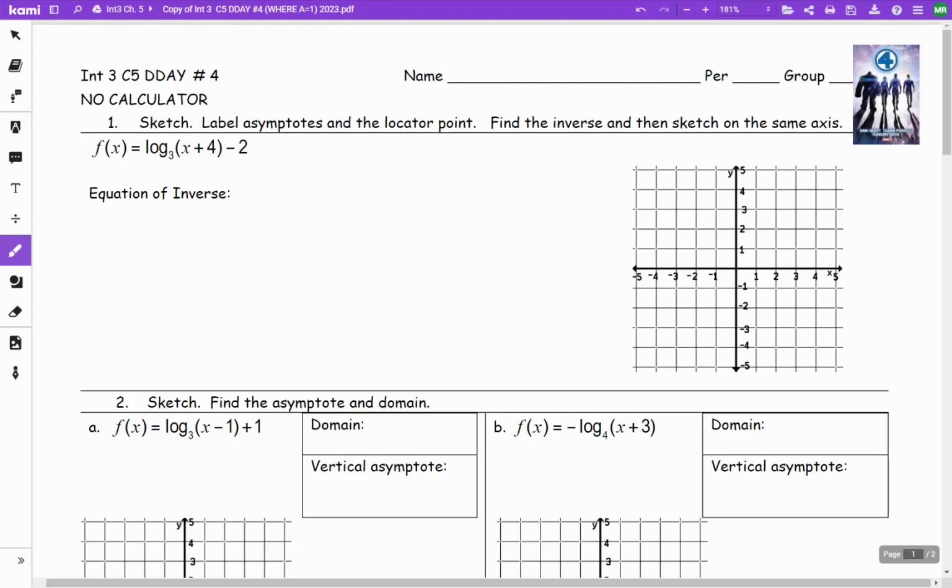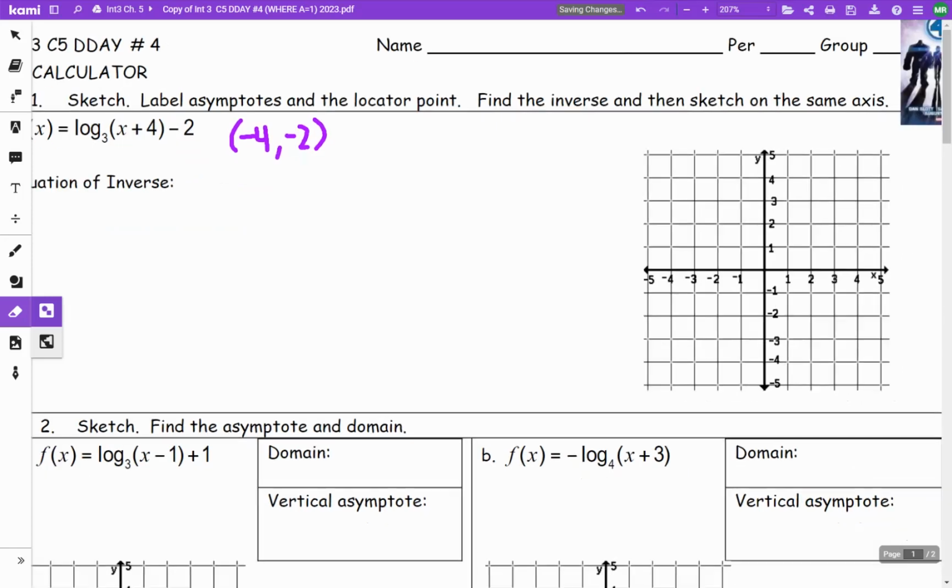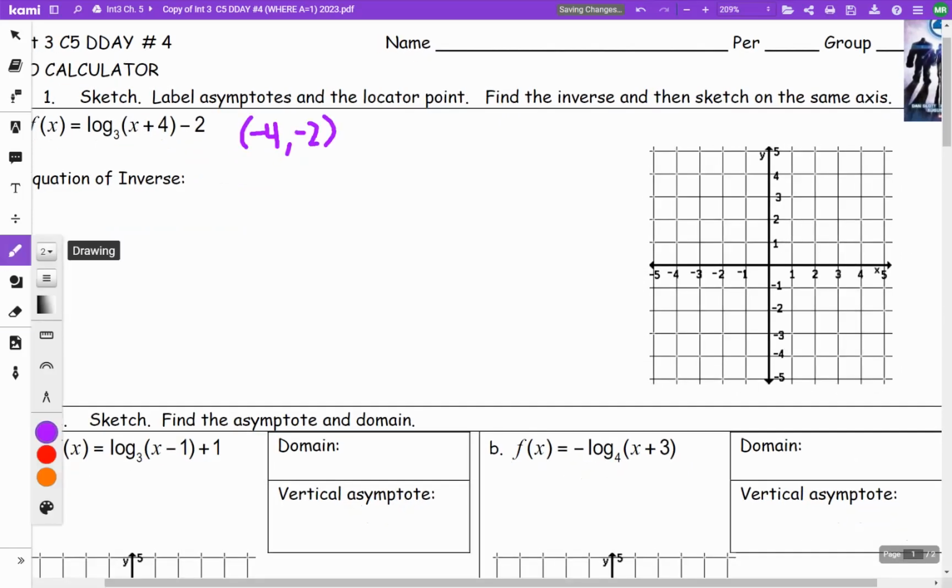So for this one here, if I'm trying to find my locator point, my locator point is going to be what makes that 0, which is -4, comma, -2. That's going to be my locator point. So I am going to go to -4, -2 and put a point right there. And my asymptote is going to go through that.